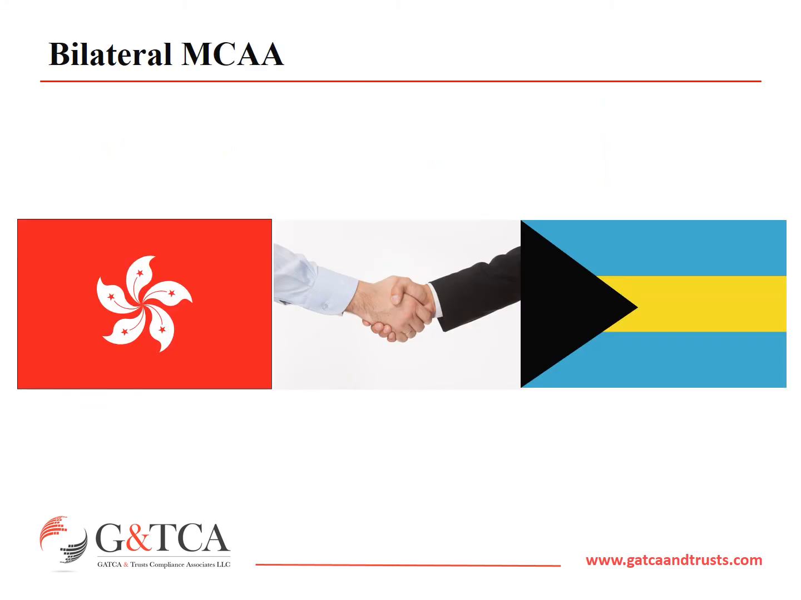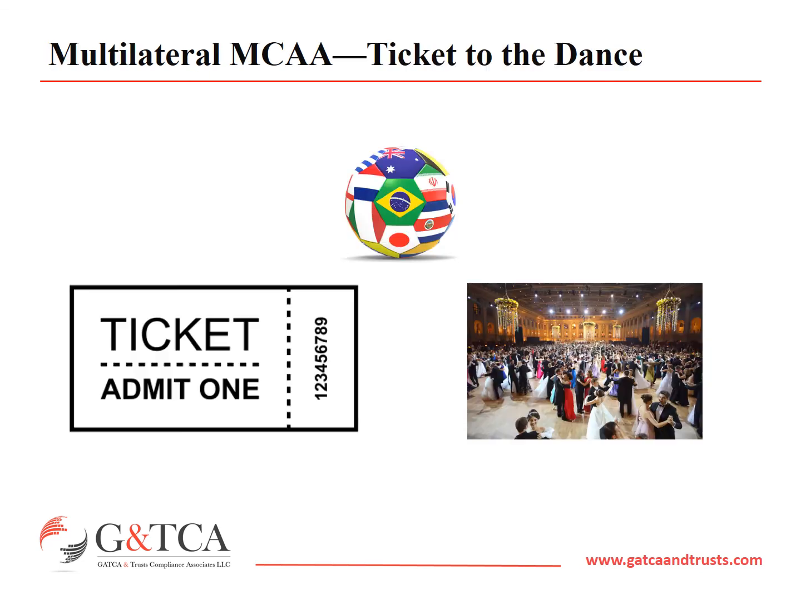The CRS book contains both a bilateral Model Competent Authority Agreement and a multilateral Model Competent Authority Agreement. A few countries, for example Hong Kong and the Bahamas, are pursuing the bilateral approach. Most countries are pursuing the multilateral approach. It does make a significant difference which approach countries adopt, as we shall see in the coming slides.